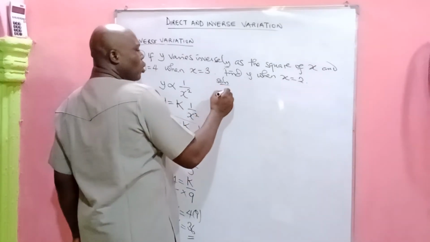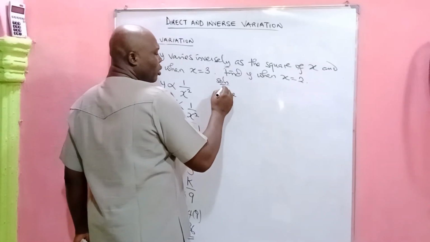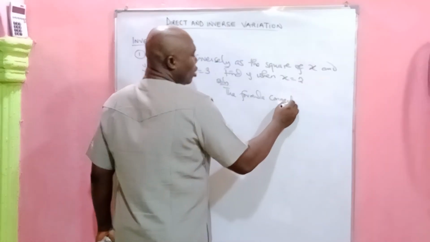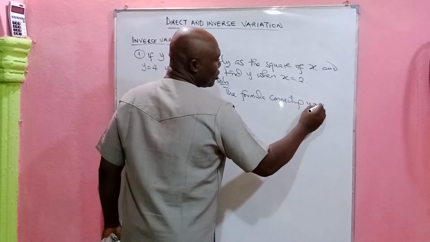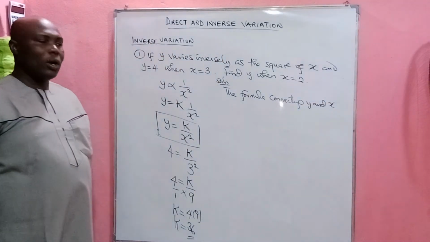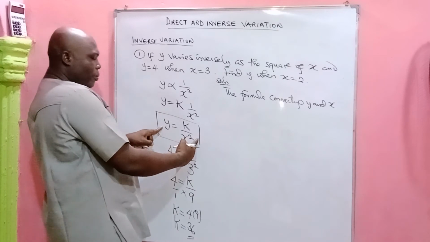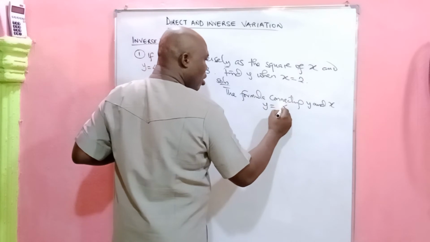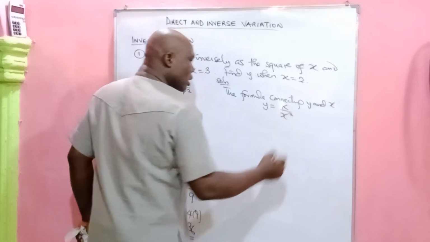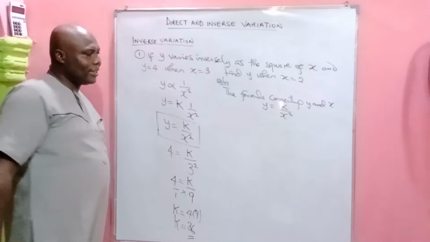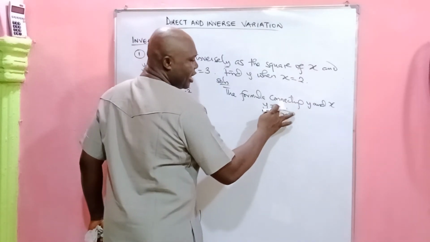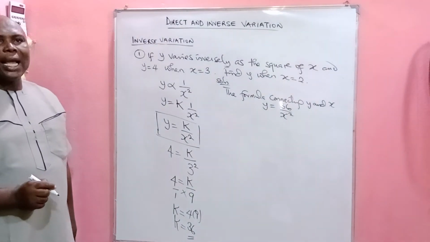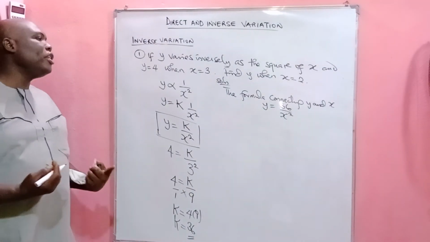So now we need the formula connecting y and x. We're told that y is equal to k all over x raised to power 2. But k has been calculated as 36. It therefore means that instead of having k here, we are going to have 36 all over x squared. And that's the formula connecting y and x. With this formula, you can find any other thing that follows.